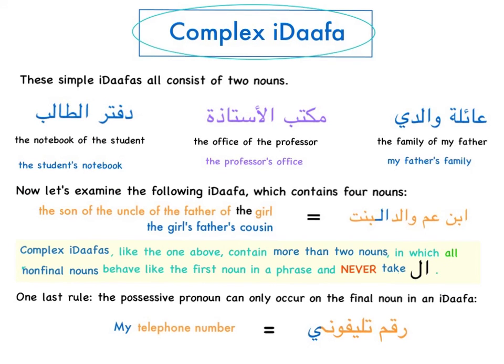One last rule. The possessive pronoun can only occur on the final noun in an إضافة. Remember, like in عائلة والدي, same goes for رقم تليفوني, my telephone number.